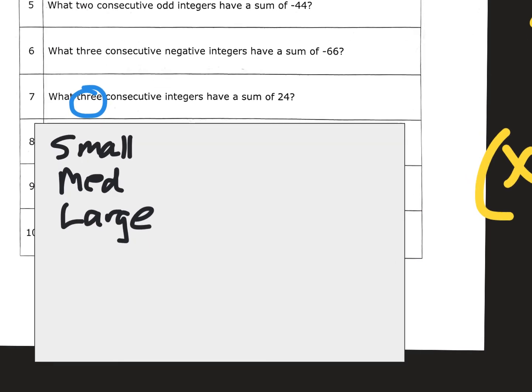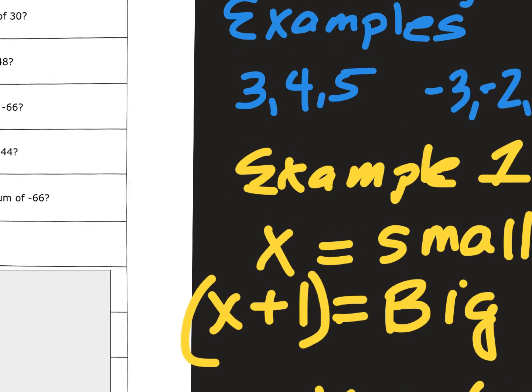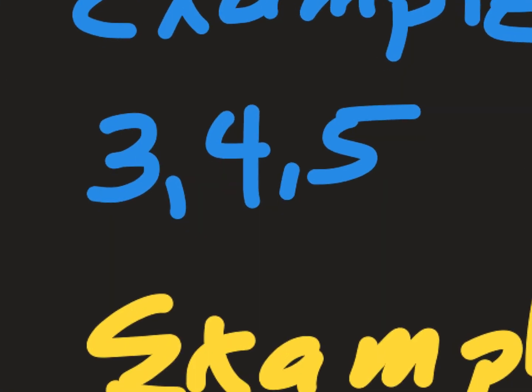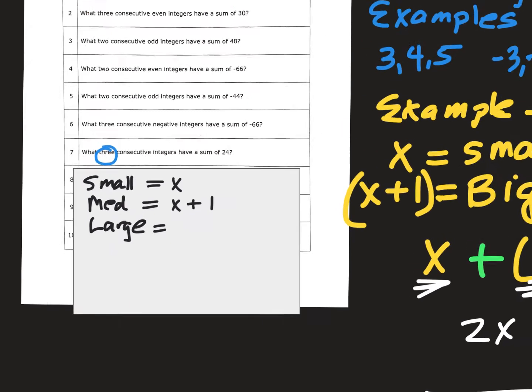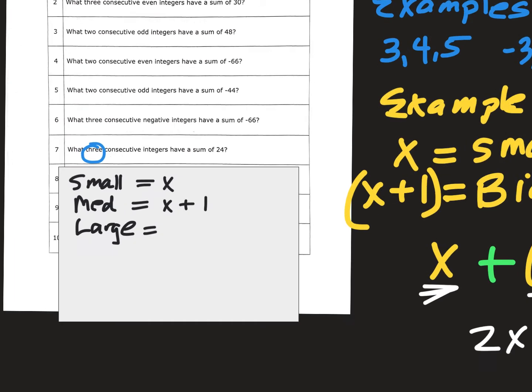So what is the smallest number? What variable are we always going to use for the small? X. Small is always going to be X, okay? The medium is going to be 1 bigger, so we're going to use X plus 1. And then this time, since I have 3 numbers, take a look at the example I gave up here. From my small to my large, how much space is in between those? 2. So it's going to go up by 2, right? Because it went up by 1, then it went up by another 1. So when you've got 3 numbers, you've got X, X plus 1, and X plus 2.